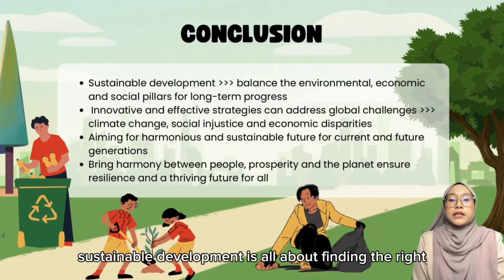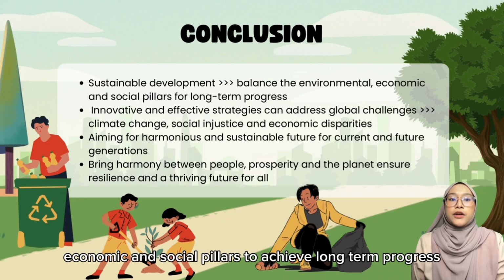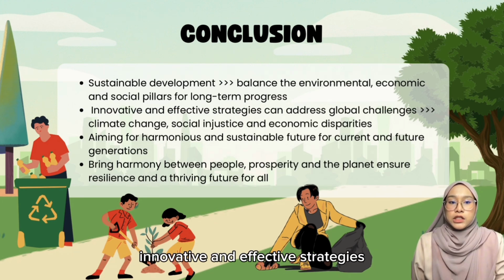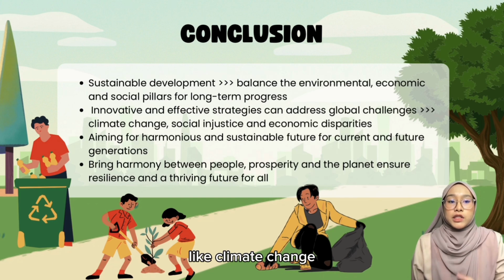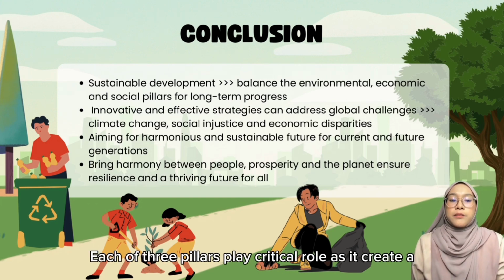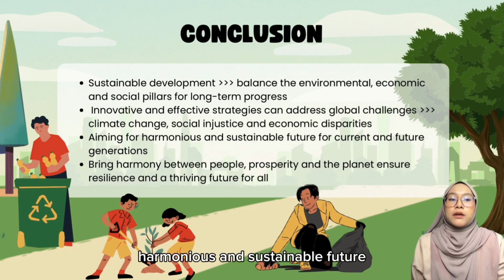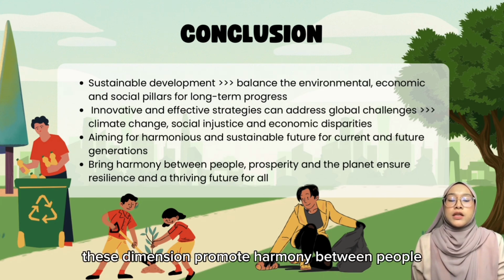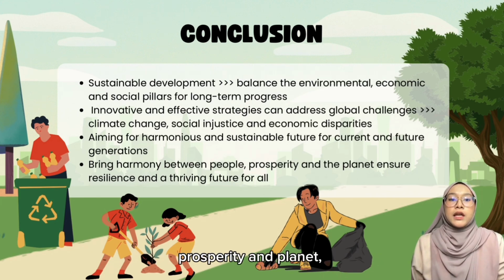As for the conclusion, sustainable development is all about finding the right balance between the environmental, economic and social pillars to achieve long-term progress while meeting present needs. The Malaysian approach toward development uses innovative and effective strategies that can address global challenges like climate change, social injustice and economic disparities. Each of the three pillars plays a critical role as it creates a harmonious and sustainable future for current and future generations.